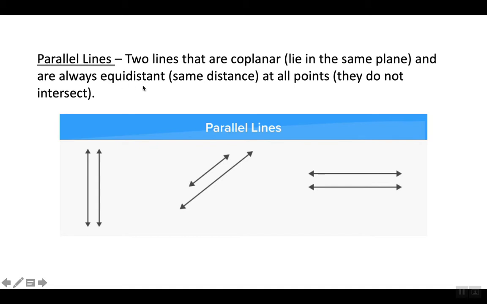And they're always equidistant. Okay, the word equidistant contains the word equal and distant. So the distance is always the same at all points. If you look at these parallel lines, they're always the same distance from each other at all points. Same with this pair of parallel lines. Parallel lines always stay the same distance from each other, and they never intersect. They never touch, because they're going to keep going into infinity in both directions, staying the same distance from each other. Those are parallel lines.